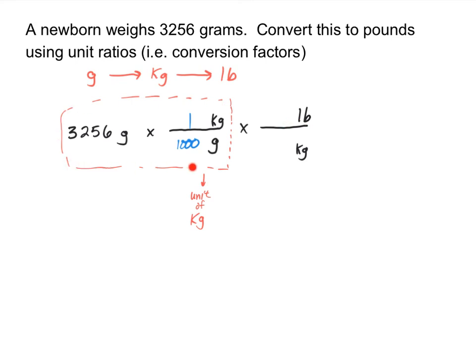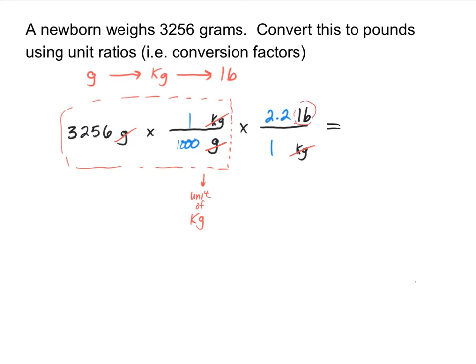So this here in the red box is going to give me the total number of kilograms when I multiply. And I'm going to multiply by the number of pounds per kilogram. And I know that unit ratio is 2.2 pounds for 1 kilogram. Again, we're using unit ratios. We now can multiply, and what we find happens is grams will cancel and kilograms will cancel, and we'll be left with a unit of pounds.